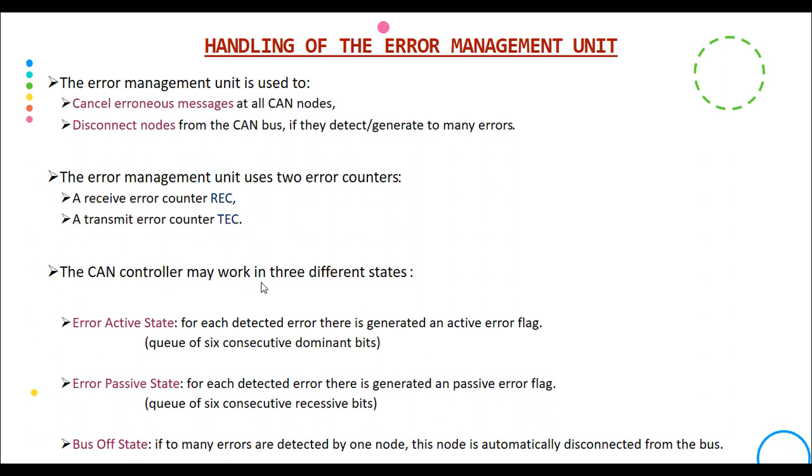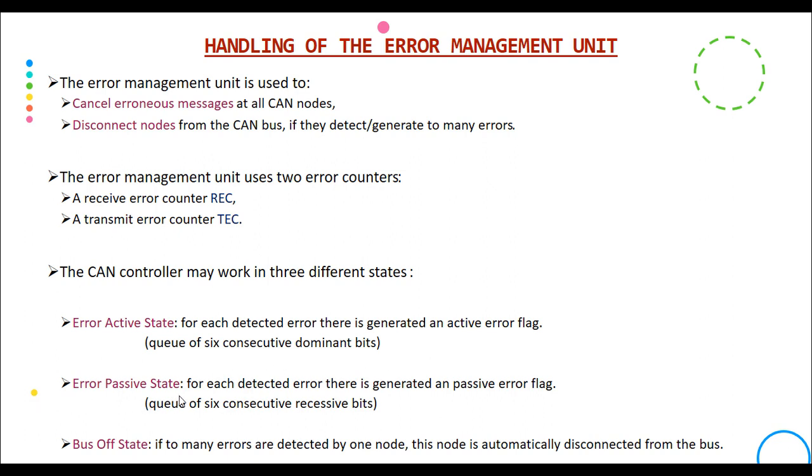A CAN controller may work in three different states. That is, a CAN node has three different states: error active state, error passive state, and bus off state. In the error active state, for each detected error an error frame is generated. So whenever the node is in error active state, for each detected error an active error flag is generated. Basically it is 6 consecutive dominant bits.